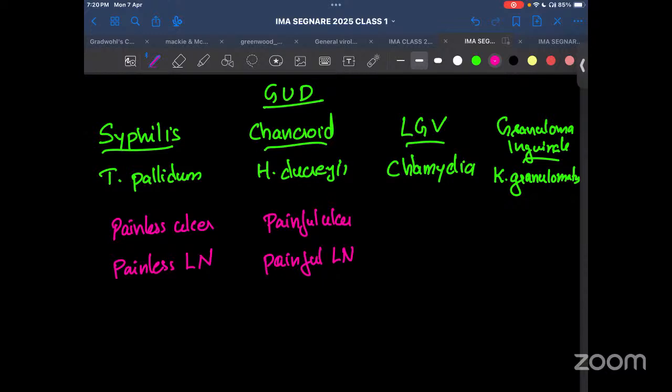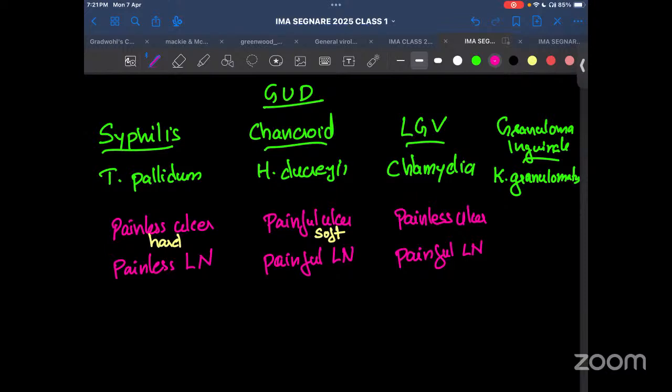Now coming to the type of ulcer, syphilis has a hard ulcer. It is known as a hard indurated ulcer, also known as hard chancre. In chancroid, it is a soft ulcer but painful. So painful ulcer and painful lymph node. Now coming to lymphogranuloma venereum, caused by chlamydia, the ulcer is painless, but the lymph node is painful. So painless ulcer, painful lymphadenopathy.